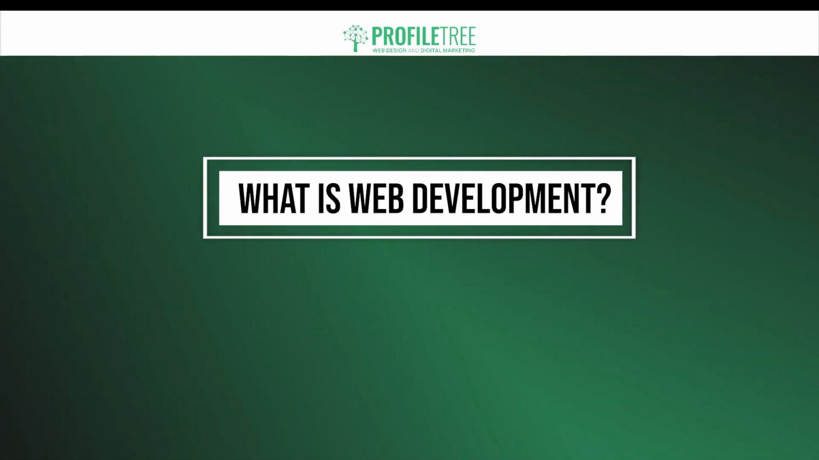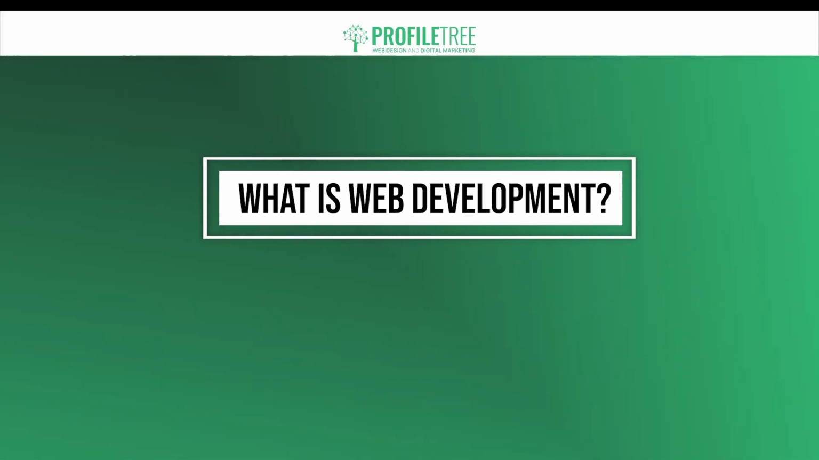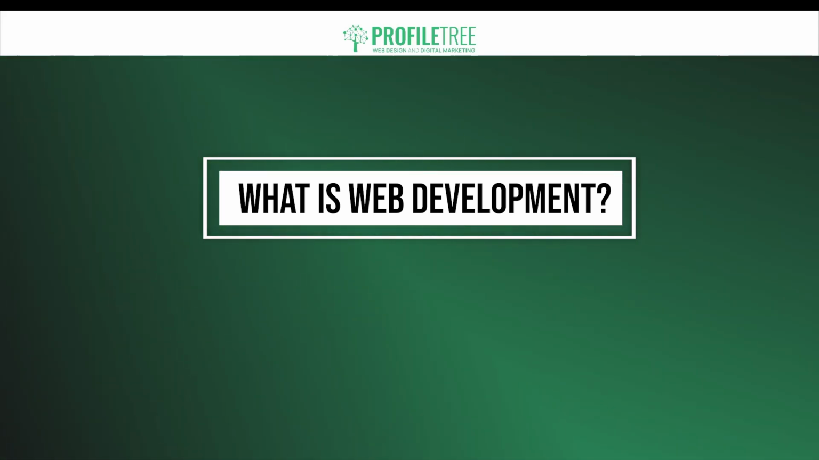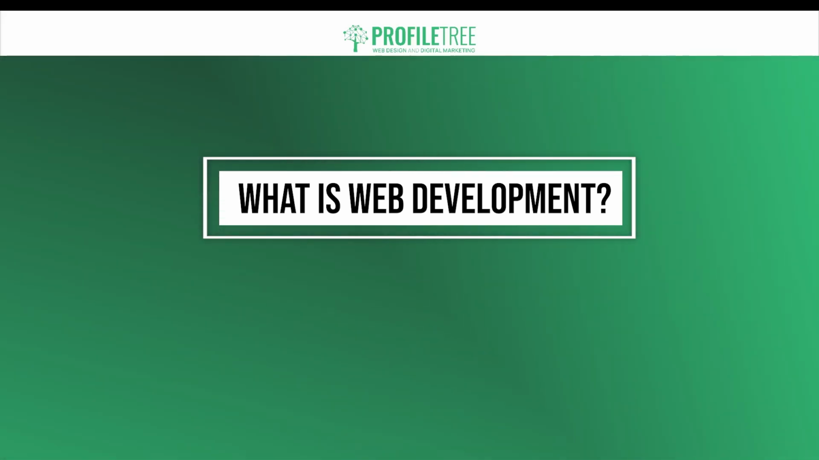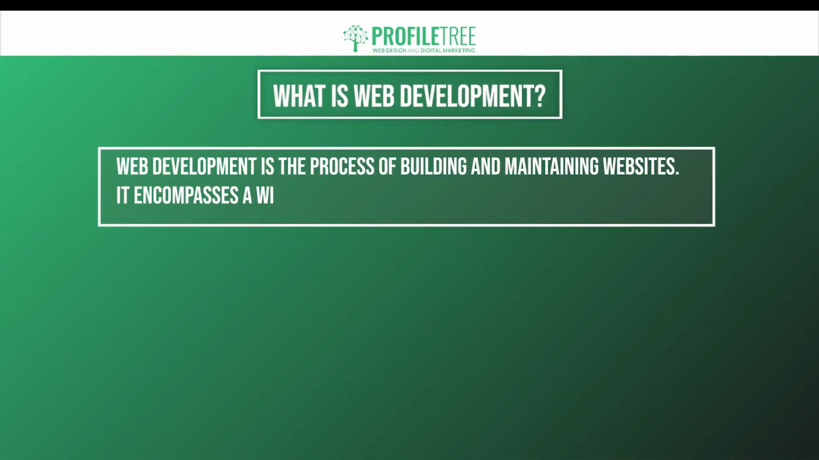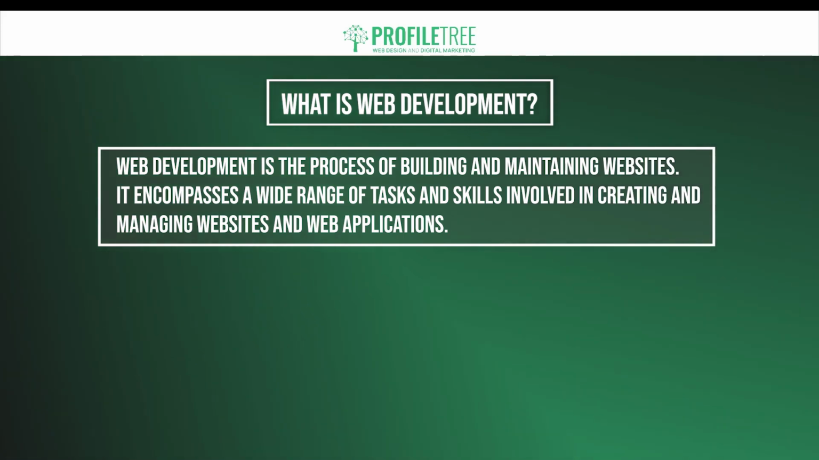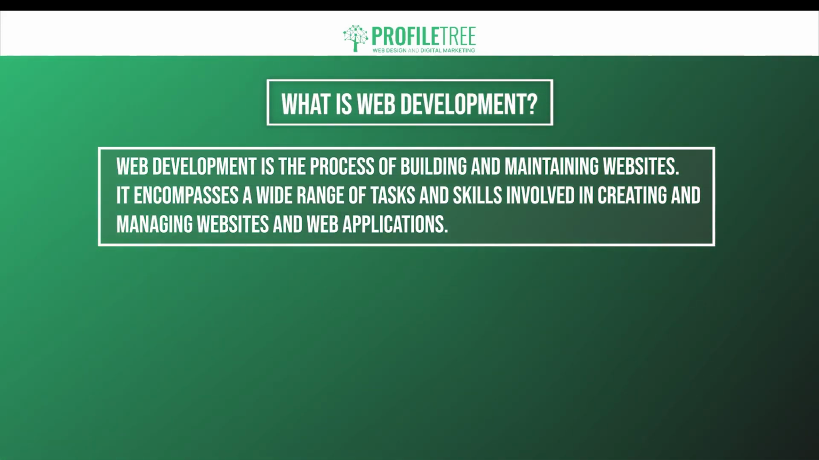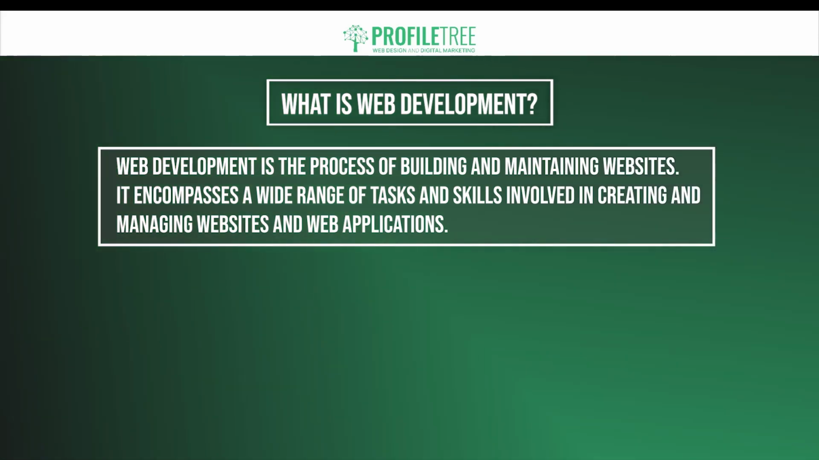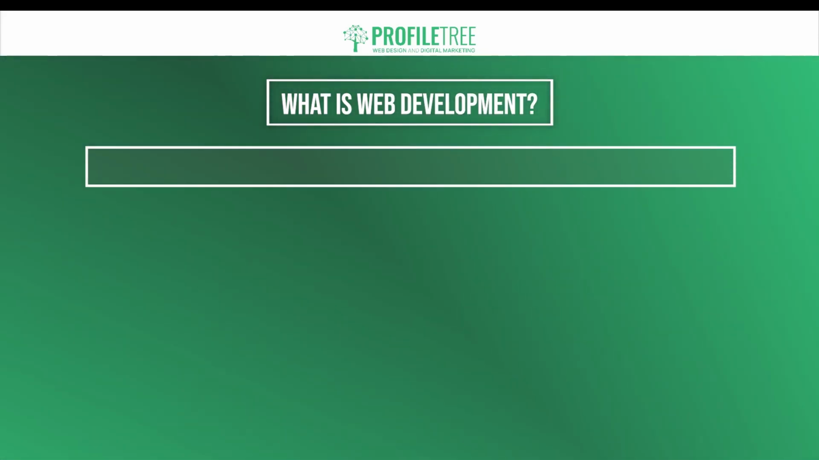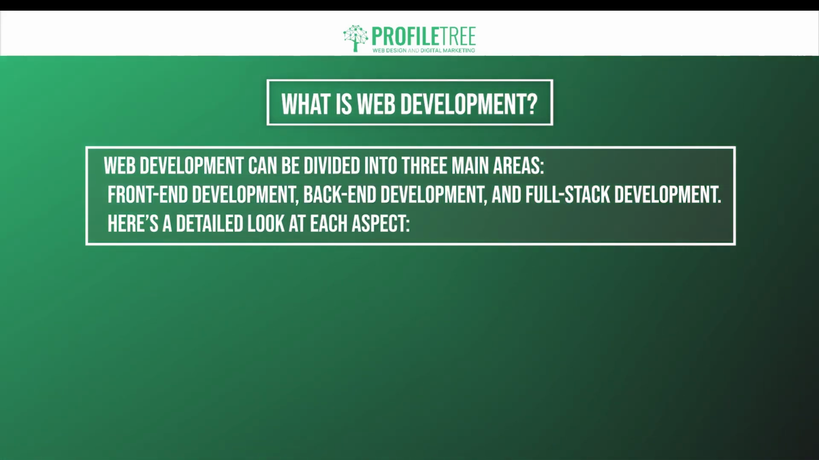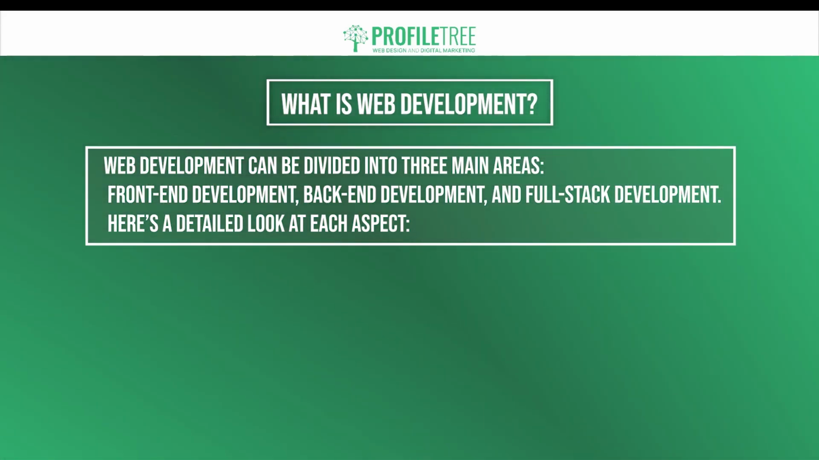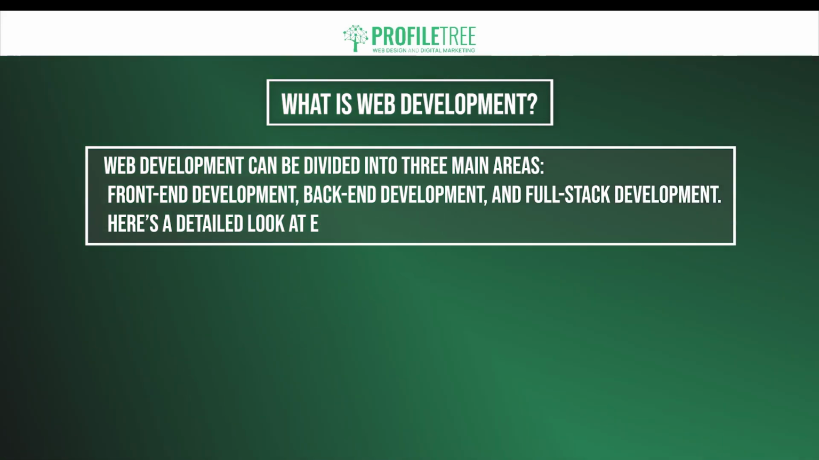So before we take an insight on what website builders you can use, some of the content management systems, as well as hard coding it, let's get an understanding on what web development is all about. So web development is the process of building and maintaining websites. It encompasses a wide range of tasks and skills involved in creating and managing websites and web applications. Web development can be divided into three main areas: front-end development, back-end development, and full-stack development. Here's a detailed look at each aspect.